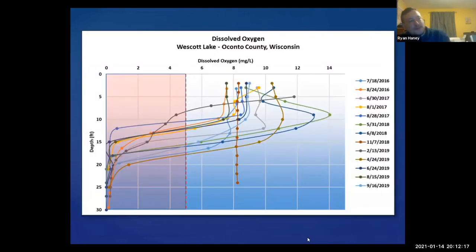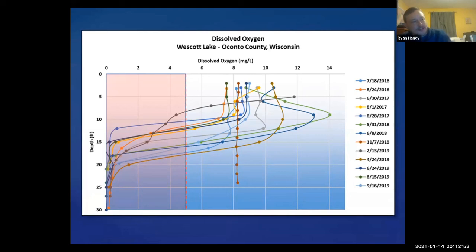This is similar to our temperature graph. So we measured dissolved oxygen with depth. And similar to temperature, you can see we have a pretty consistent concentration of oxygen near the surface, which makes sense where the air and the water can mix. Somewhere between 7 to 10 parts per million is pretty common for oxygen concentration in Wescott at the surface. And then as we go down with depth, our oxygen concentrations drop off.